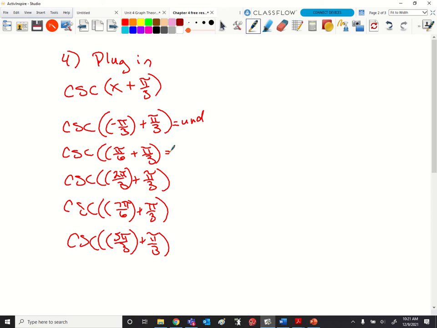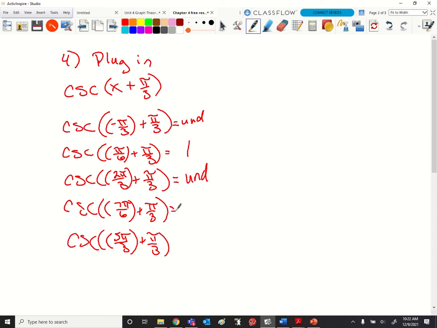The next one is pi over 6 plus pi over 3, which gives me pi over 2. Put your finger on pi over 2. It's 1 over y, and my y value is 1. So 1 over 1 is 1. The next one, 2 pi over 3 plus pi over 3, is pi. Put your finger on pi. csc is 1 over y, so that's 1 over 0, which is undefined.